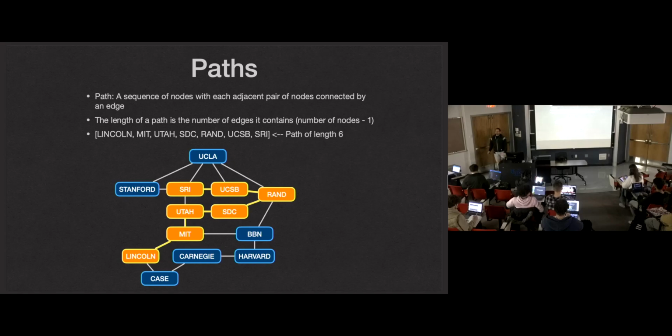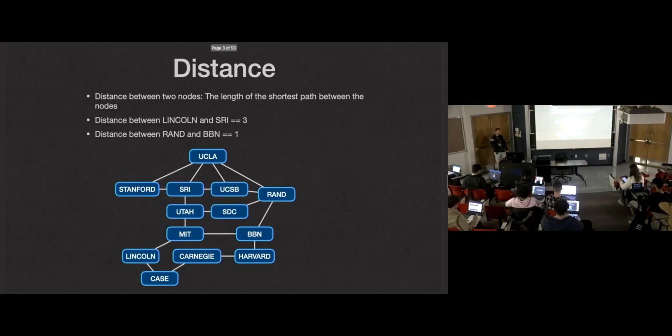Let's extend this definition a little bit and say the length of a path is the number of edges in the path, which is equal to the number of nodes in the path minus 1. So this has 1, 2, 3, 4, 5, 6 edges in this path. That's a path of length 6. The distance between two nodes is the length of a shortest path between them. There might be multiple shortest paths, but the length of a shortest path is going to be the distance between the nodes. So between Lincoln and SRI, there is this path of length 6 connecting them, but there's also a path of length 3 right here connecting these two nodes, 1, 2, 3.